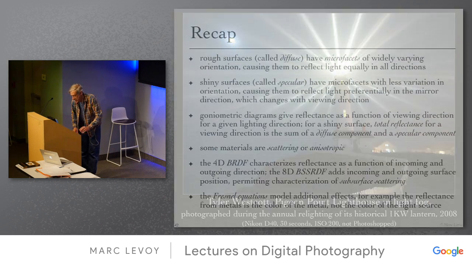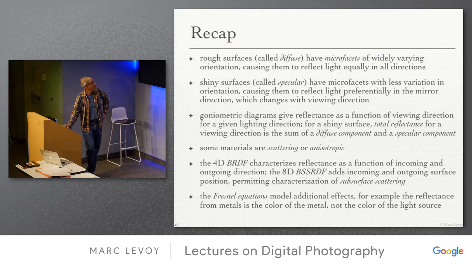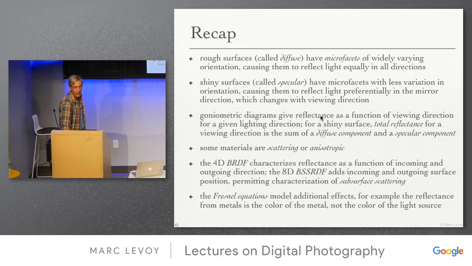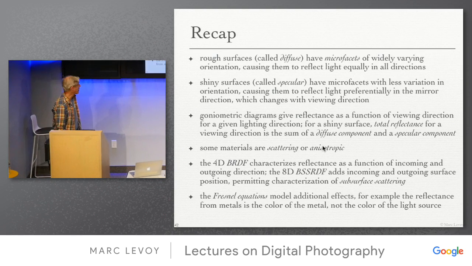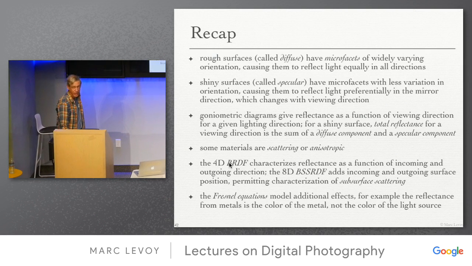Okay, and so here's a recap then. Diffuse, microfacets, specular, less variation in the microfacets, goniometric diagrams, which we can do in several dimensions. Total reflectance would be the sum of those two. And then there are lots of weird surfaces. Retroreflective is another one that we talked about. And then that's a 4-dimensional function.